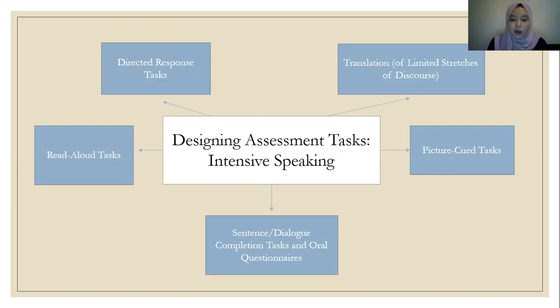And the next is sentence or dialogue completion tasks and oral questionnaires. Another technique for targeting intensive aspects of language requires the test taker to read a dialogue in which one speaker's lines have been omitted. The test takers are first given time to read through the dialogue to get its gist and to think about appropriate lines to fill in.